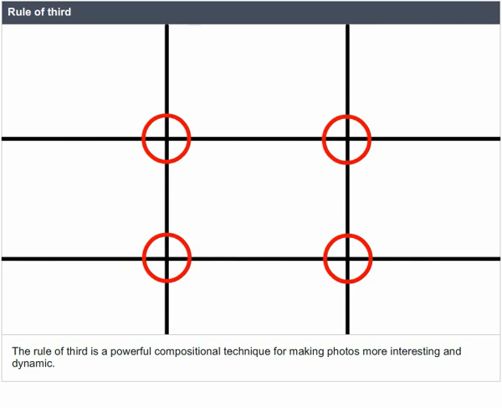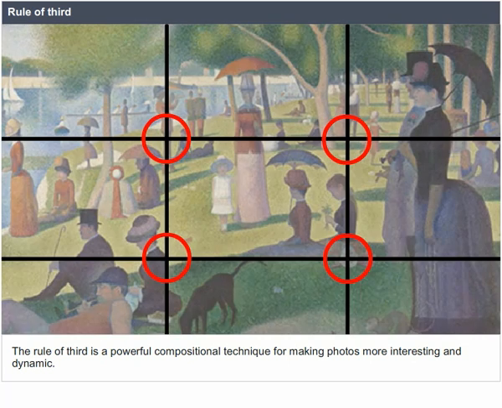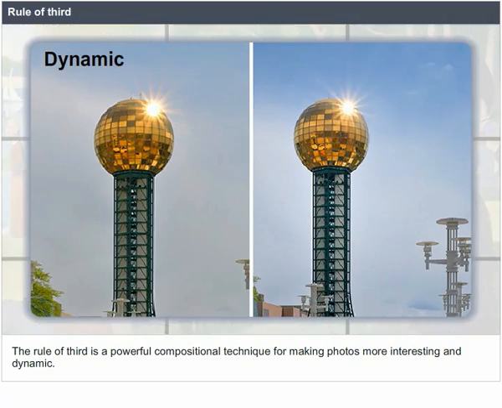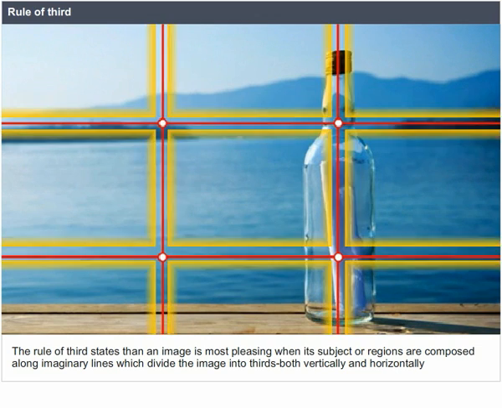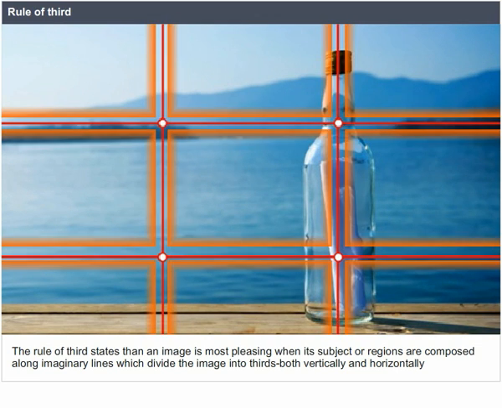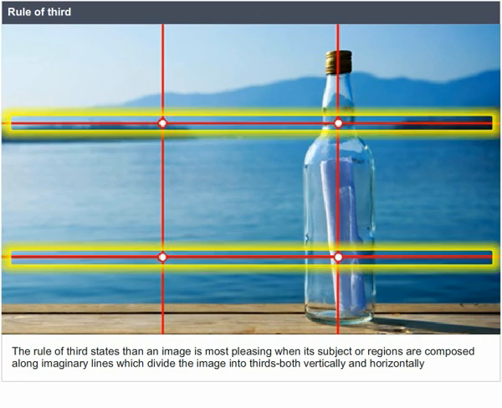Rule of thirds. The rule of thirds is a powerful compositional technique for making photos more interesting and dynamic. The rule of thirds states that an image is most pleasing when its subject or regions are composed along imaginary lines which divide the image into thirds both vertically and horizontally.